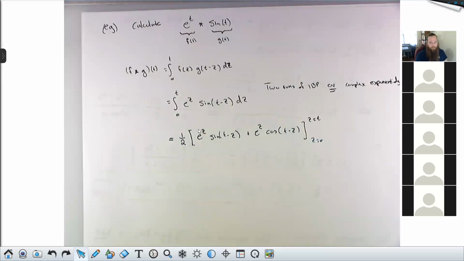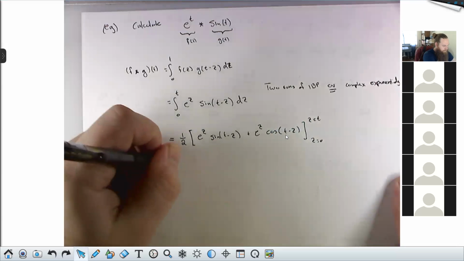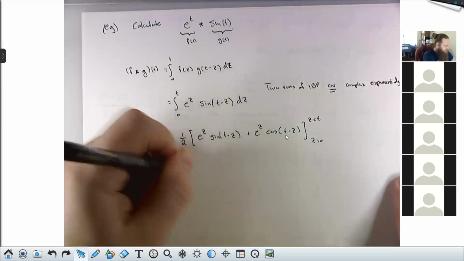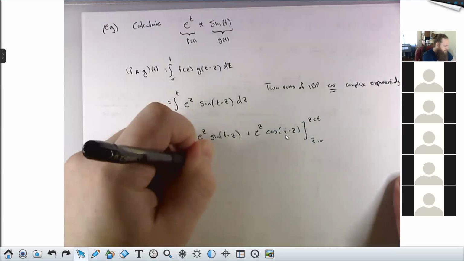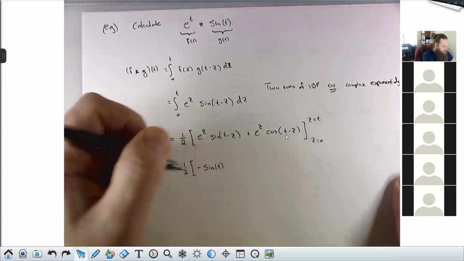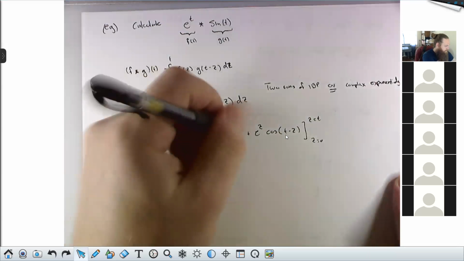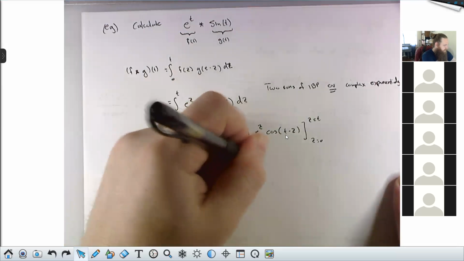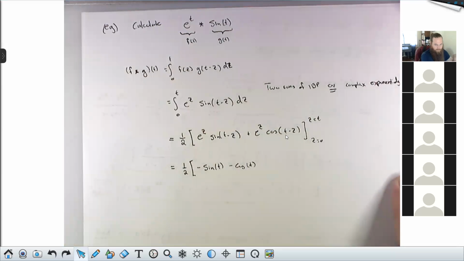When we plug in 0 for z, this becomes 1, this becomes 1, this becomes sine t, this becomes cos t. So you start off with 1/2 sine t plus cos t. And then when you plug in z equals t, this becomes the sine of 0, this becomes the cos of 0. So if you rearrange all the terms, you'll get 1/2 negative sine t, that's coming from the 0, minus cos t, right? So you'd have this plus this, but it's at the bottom end, so you subtract it.